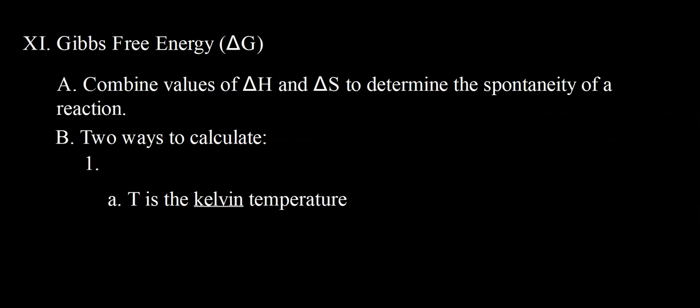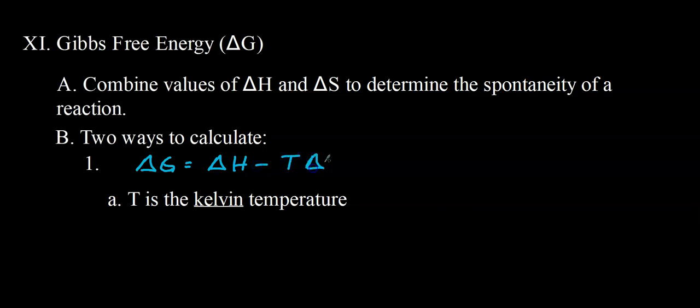So as we'll see in a little bit, delta G combines values of delta H and delta S, two of the three factors, as we'll see in a minute, that determine if a process will occur all by itself or not. So there's actually, like everything else we've seen so far, a couple different ways of calculating delta G. The first one involves using delta H and delta S.